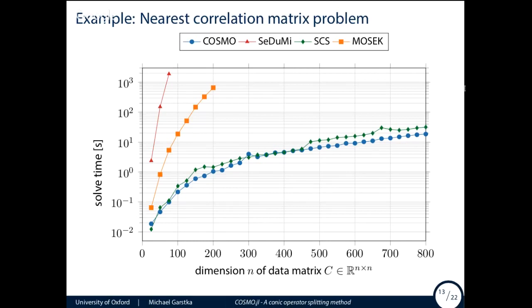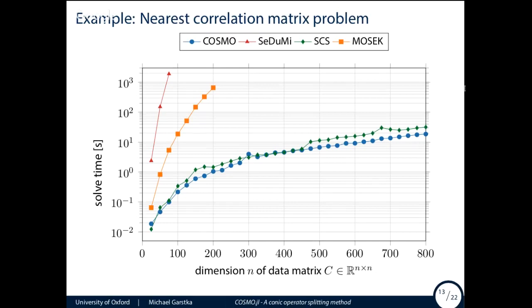So on the x-axis, you can see how the matrix that you want to find the closest correlation matrix for increases, and on the y-axis, you have the solve time. And one thing you can see immediately is that MOSEK and SeDuMi, which are interior point solvers, don't scale very well if you increase the problem size. And it's not surprising that first-order methods perform a lot better.